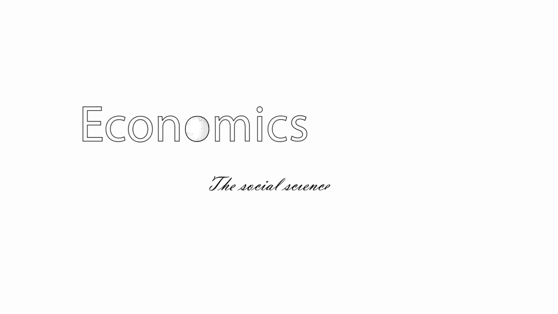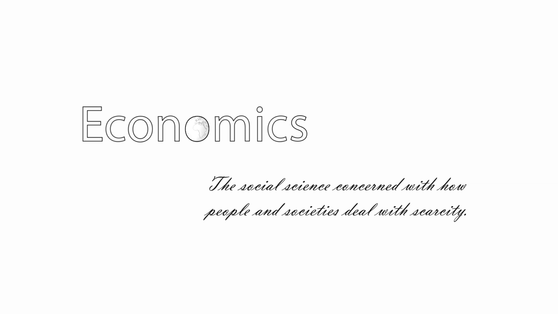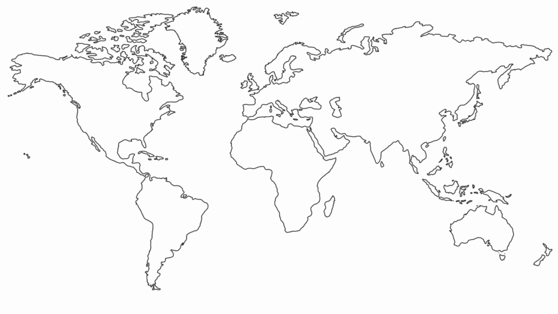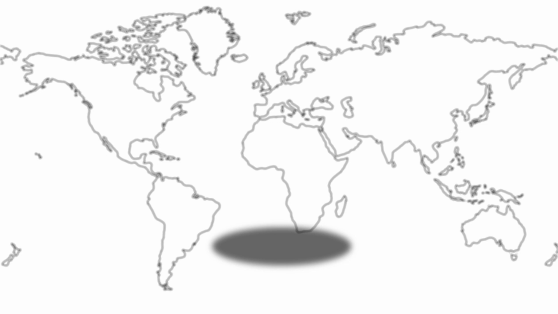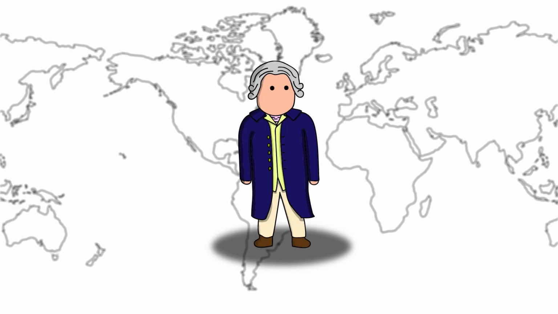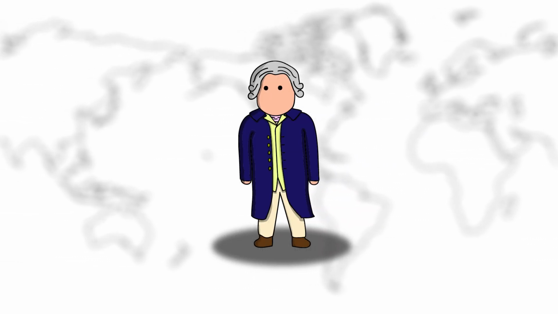Economics, the social science concerned with how people and societies deal with scarcity. Our economy influences businesses, politics, and even our own decisions. But the economy is a fragile element in society, and anything can disrupt its balance. To prevent this from happening, economists have pondered over its issues and developed these economic theories.